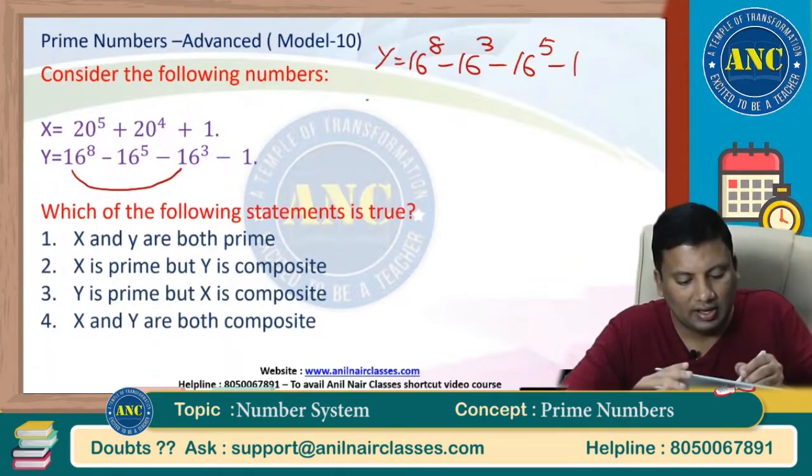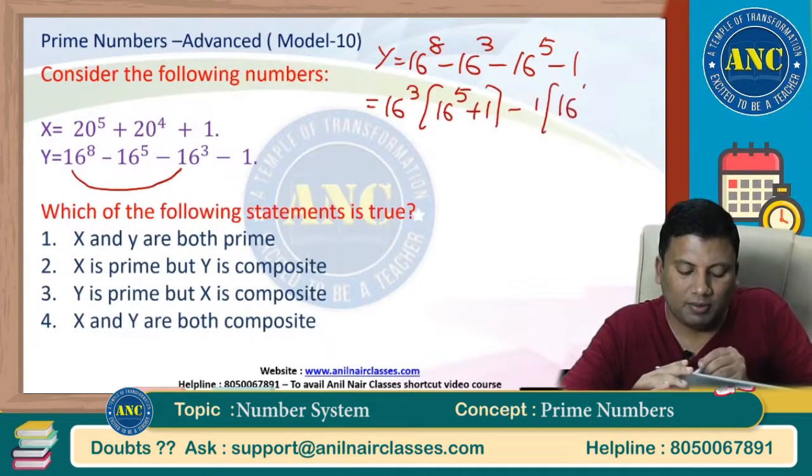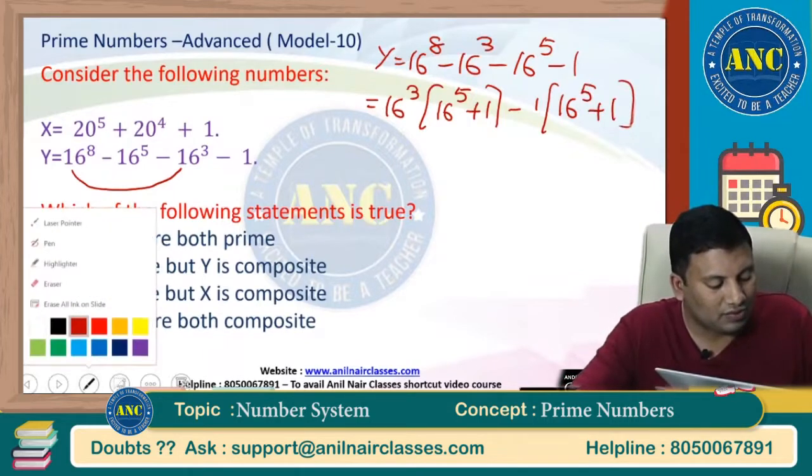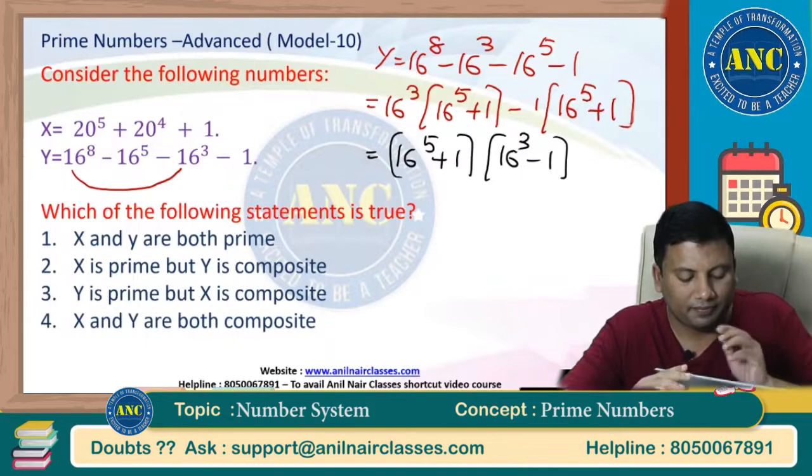Now see here. If I take 16 power 3 common, 16 power 5 plus 1. If I take minus 1 common, 16 power 5 plus 1. Now if you observe, this is nothing but 16 power 5 plus 1 into 16 cube minus 1.